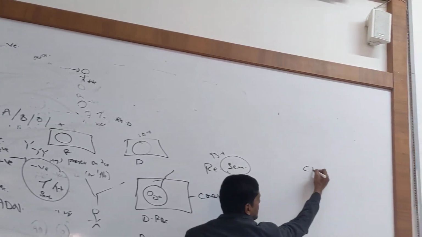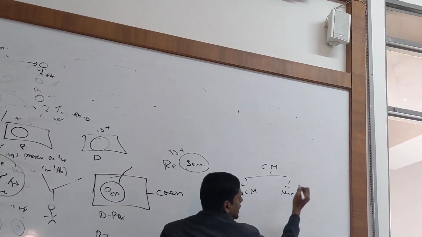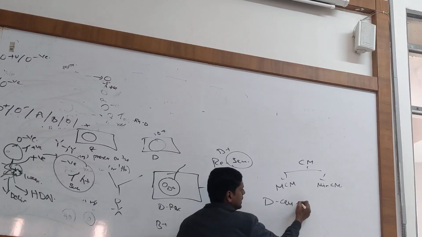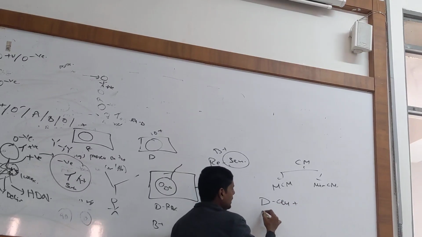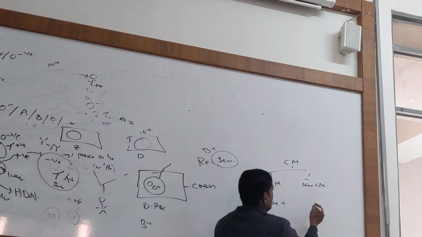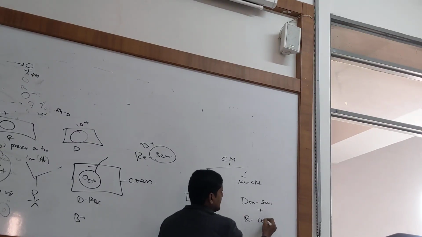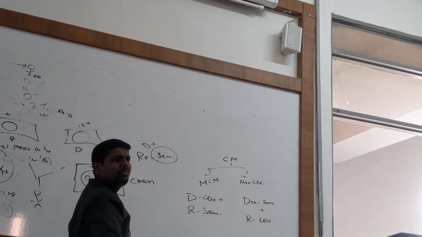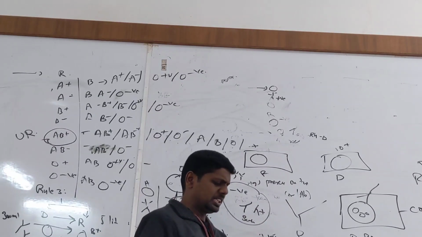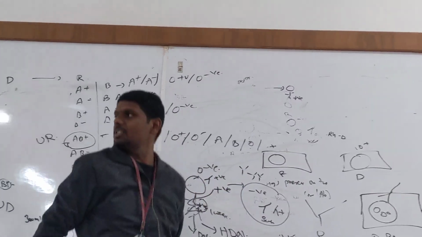Cross-matching has 2 types. We have major cross-matching and minor cross-matching. In major cross-matching, what we are doing? We are taking the donor cells plus adding to the recipient serum. This is the major cross-matching. Minor: donor serum plus recipient cells. But this, it doesn't have any benefit. Can you guess the reason why? Why minor cross-matching is not required?